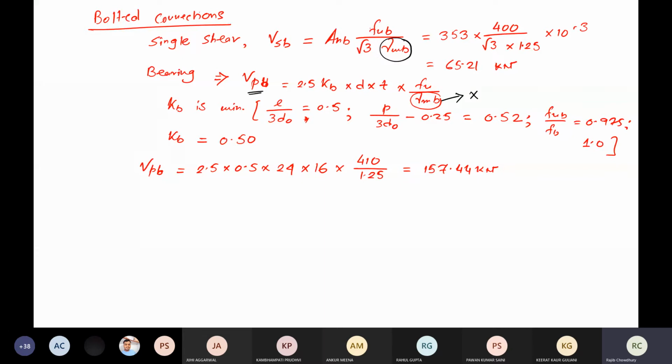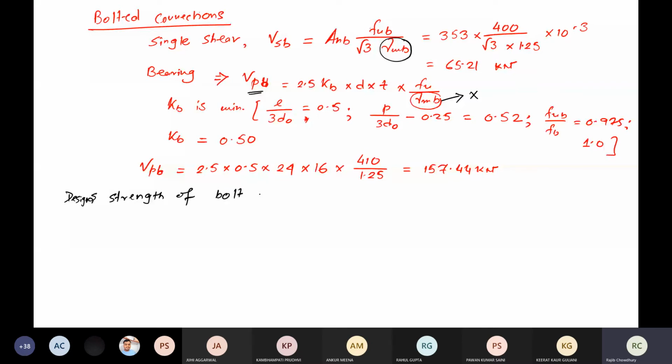So from here, the design strength of bolt is becoming 65.21 kilonewton.